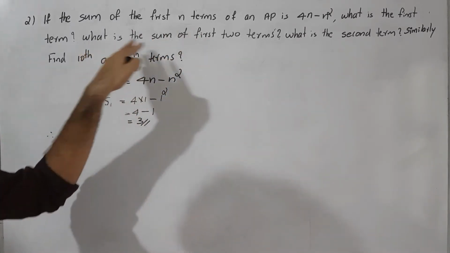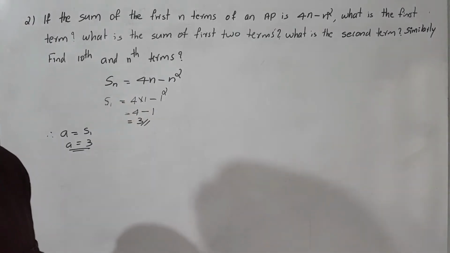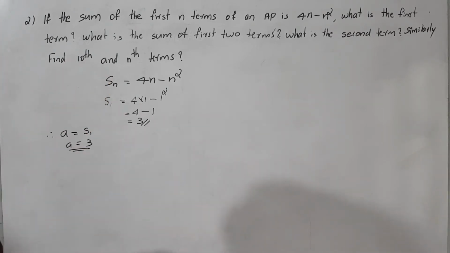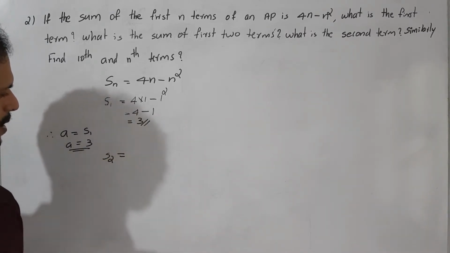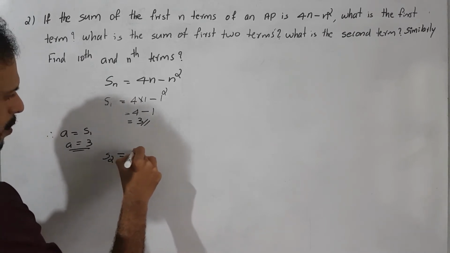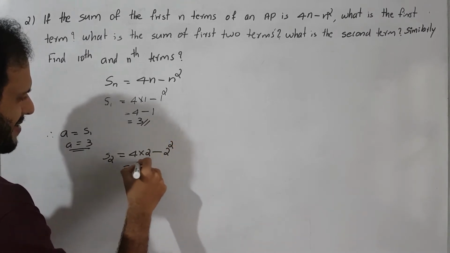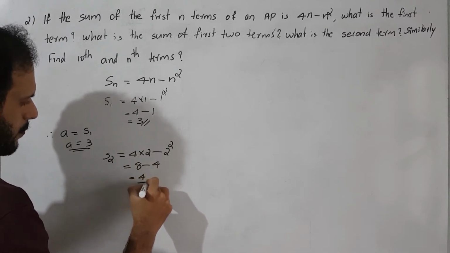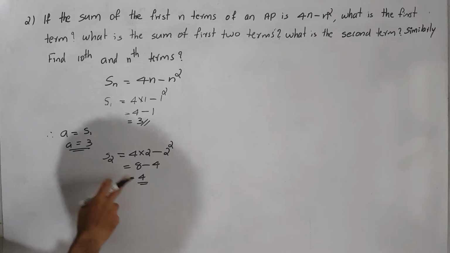Then next, what is the sum of first two terms? The question asks for the sum of the first two terms. Then how do we find the sum of first two terms? Yes, very clear. We substitute n is equal to 2. Then S2 is equal to 4 into 2 minus 2 square. 4 into 2 is 8 minus 4 is equal to 4. Correct? 4 into 2 is 8, 2 square is 4, then 8 minus 4 is equal to 4. Now we got S2.